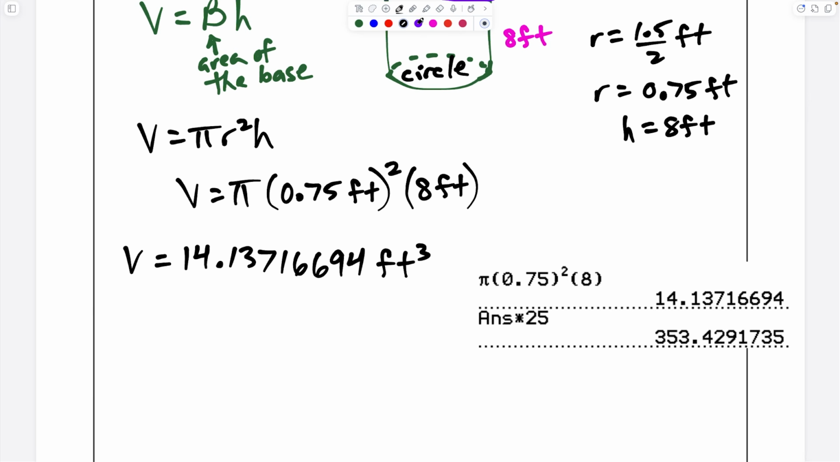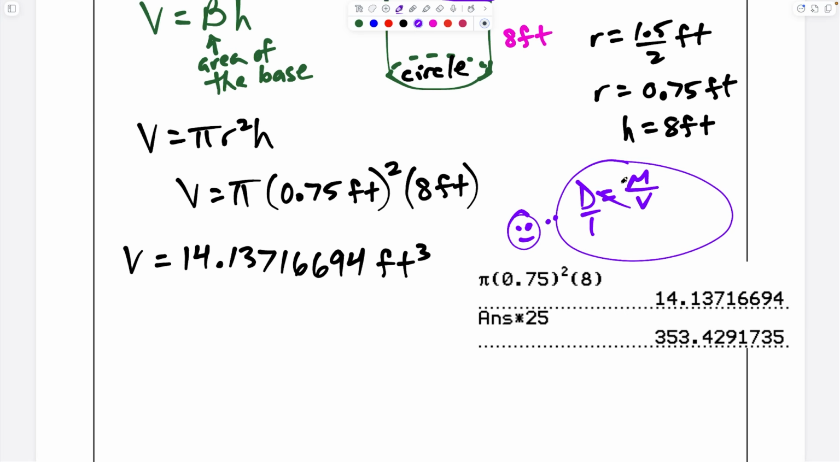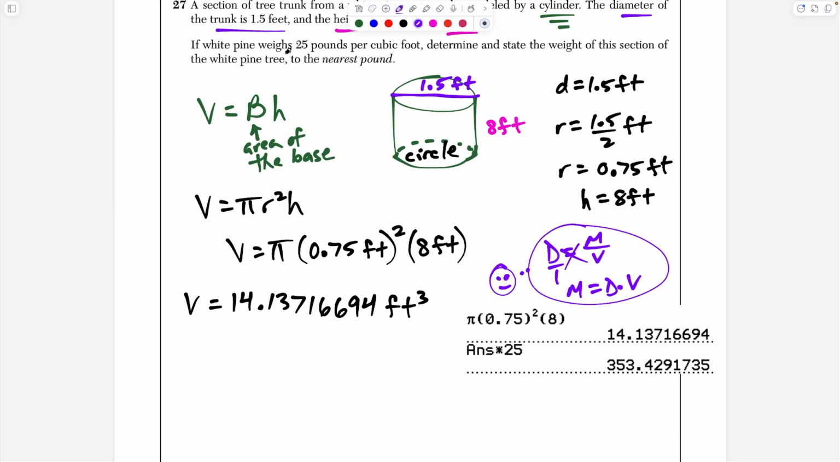So now for the weight, what I'm thinking about is the density formula. Density is equal to mass over volume. So if I cross multiply here, I could say that mass is equal to density times volume. And that's what I'm going to use here to work this out. Now, we're going to see how the units cancel. They told us earlier that the density is 25 pounds per cubic foot, and cubic feet is feet to the third power.